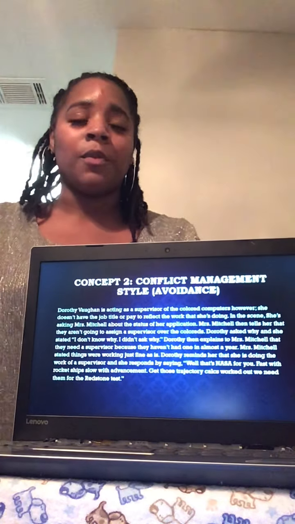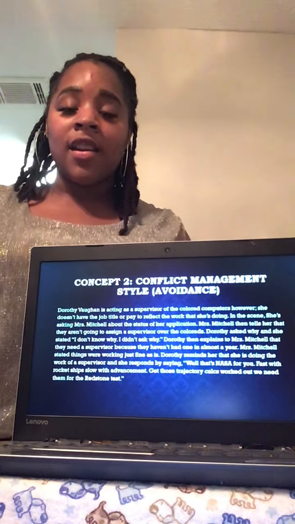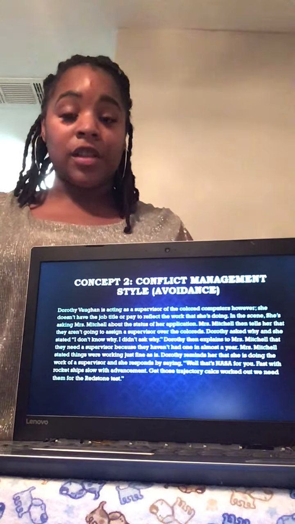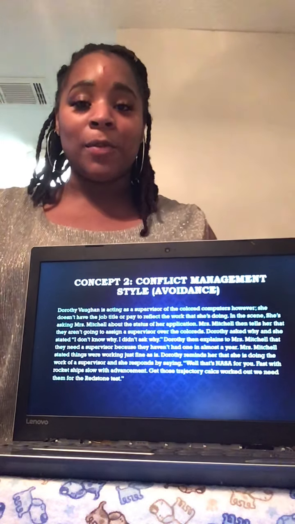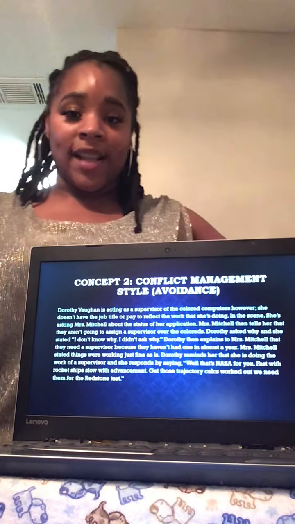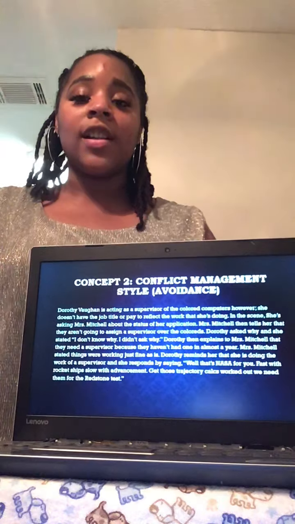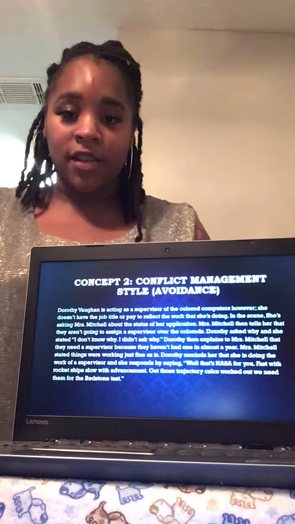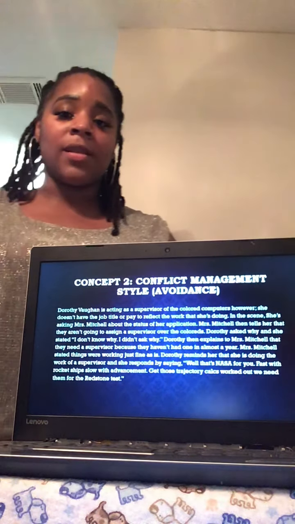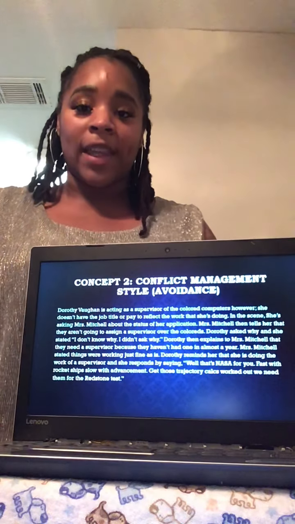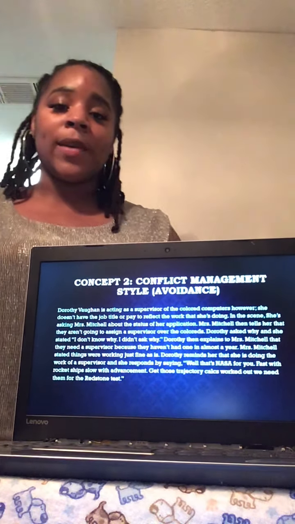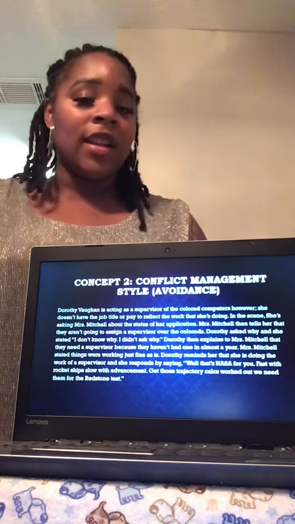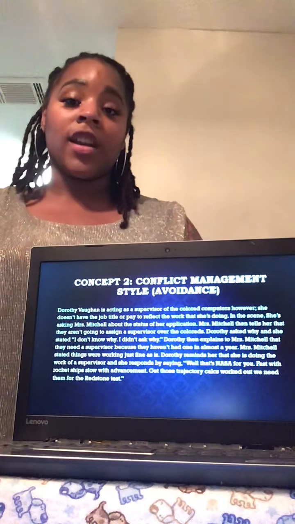The scene that I chose for this example is the scene where Miss Mitchell, who is like an assistant to the supervisors on the white side, is approached by Miss Dorothy Vaughn, who wishes to be a supervisor. In this scene, she goes up to Miss Mitchell and asks her about an application that she put in. Miss Mitchell explains to her that they're not looking to fill a role as a supervisor for the colors.